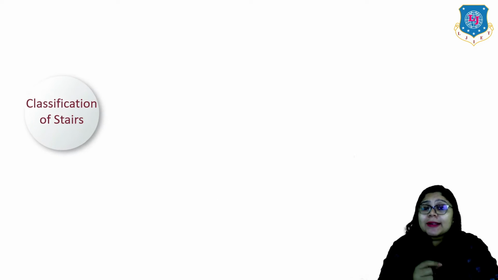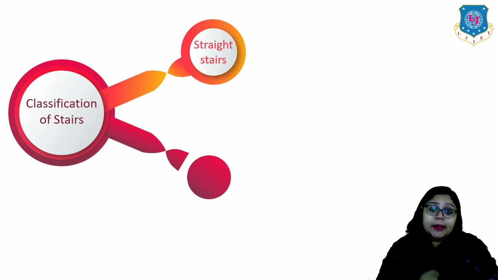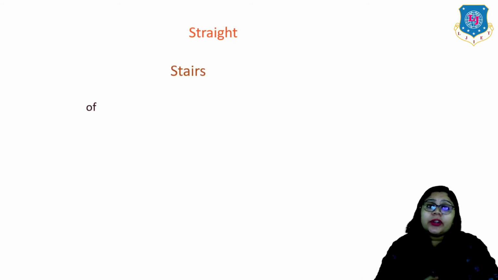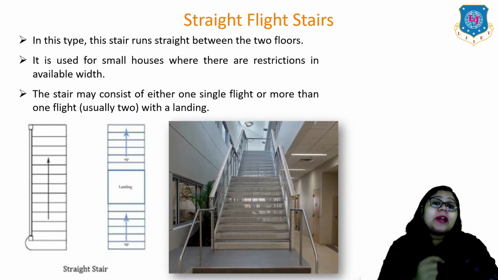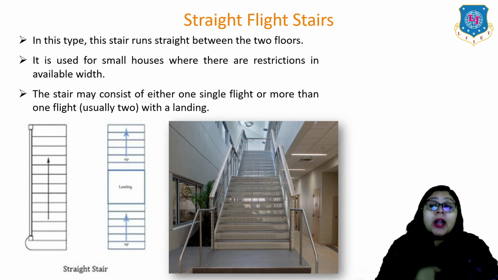Now let us move to the classification of stairs. So basically it is classified as two types, the straight and the turning one, right? So let us start with the first, the straight flight stairs. So what happens over here? In this type, the stair runs straight between two floors. It is used for small houses where there are restrictions in available width, and the stair may consist of either one single flight or more than one flight with a landing, right?